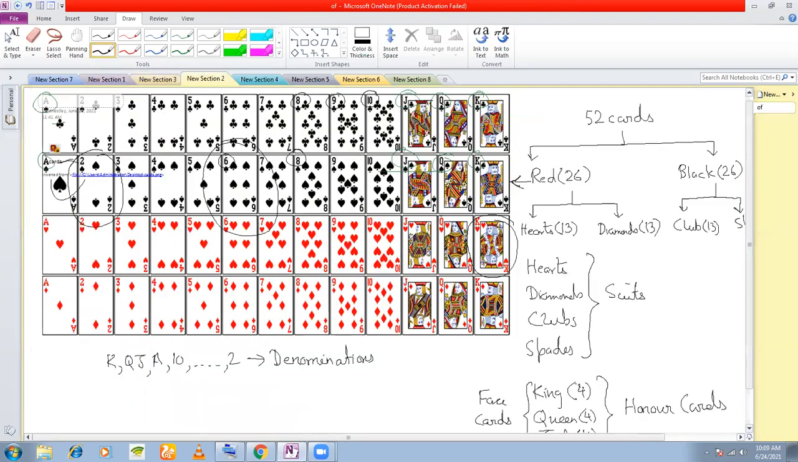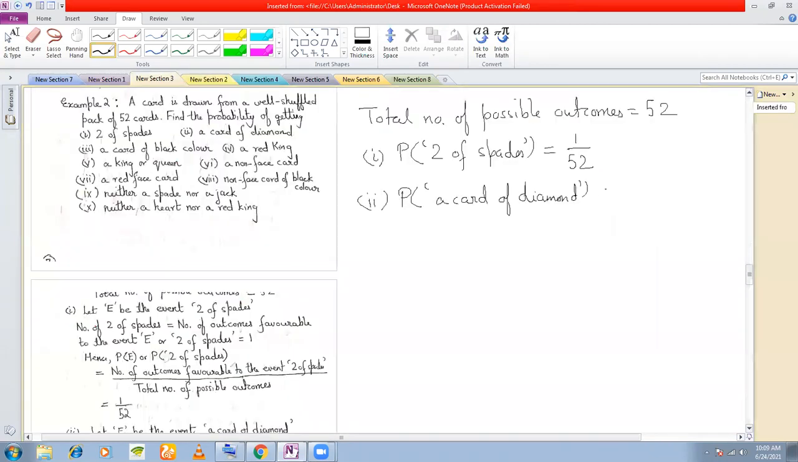How many diamonds? 13 diamonds, right? 13 divided by total number of possible outcomes, 52. So this is 13 by 52, which is 1/4, I think.